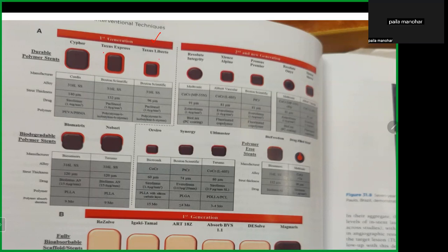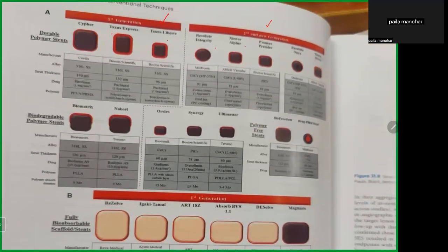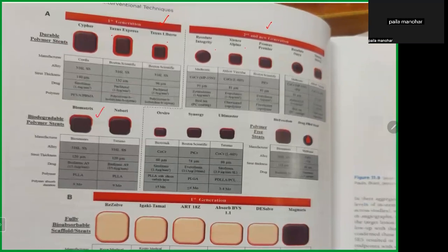Second is the second generation, like Resolute, Xience, Promus, and Resolute Onyx. Then a biodegradable polymer in BioMatrix. And as you come to Orsiro, Synergy, and Ultimaster, they have a very small amount of polymer, and then coming to BioFreedom, drug-coated polymer-free stents. In Topol they have usually mentioned first generation, second generation. This is 3A, 3B.